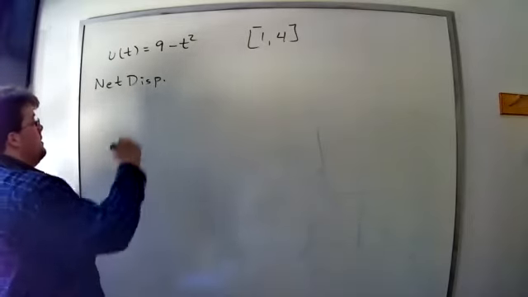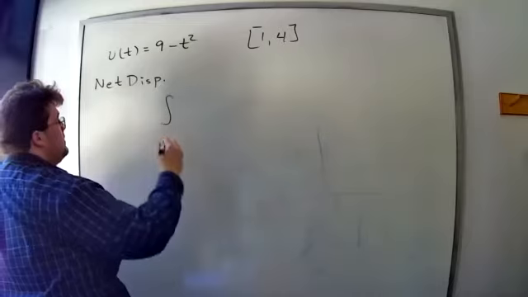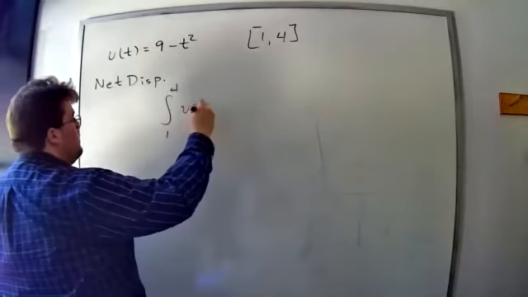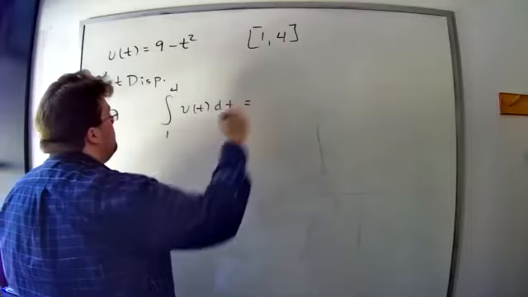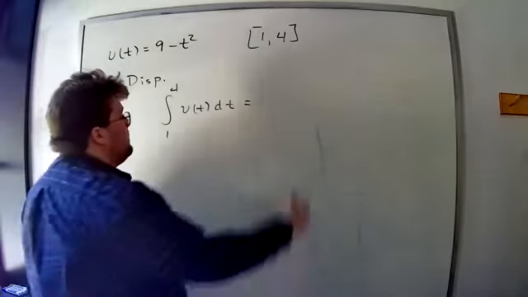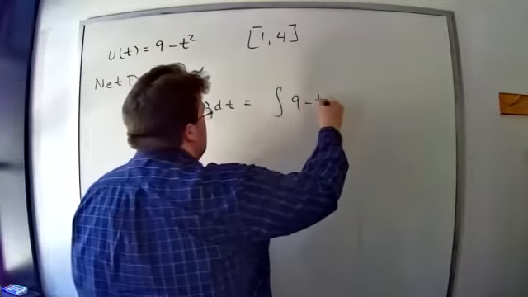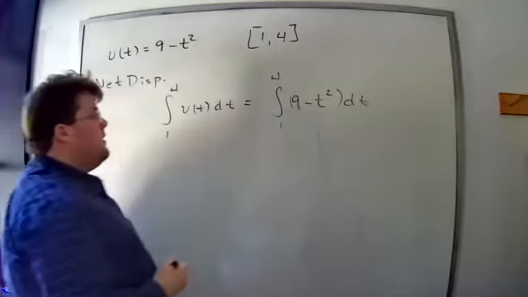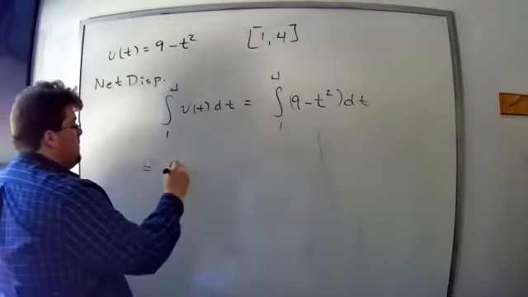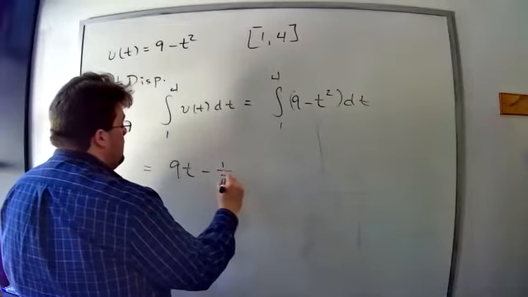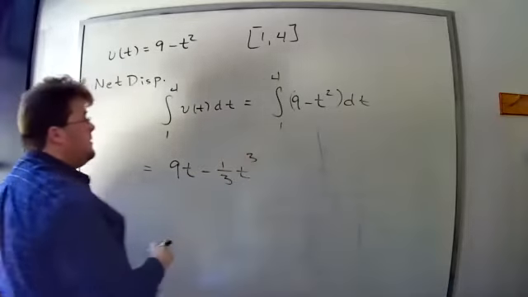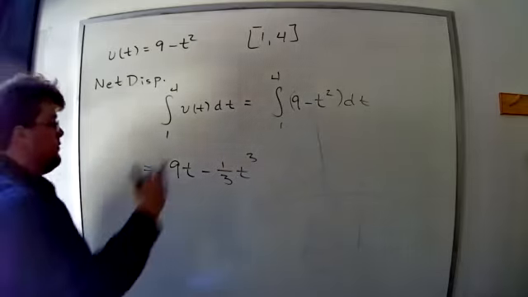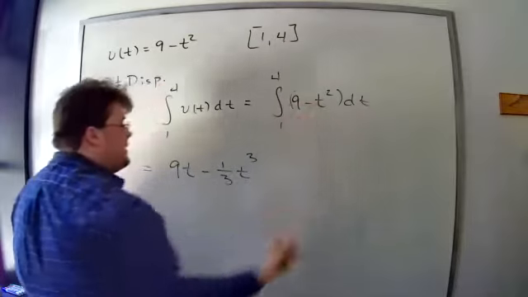By the net change theorem, the net displacement is given by the integral of our velocity function on 1 to 4. We integrate this from 1 to 4, and what do we get? Well, we have 9 minus t squared on 1 to 4. The antiderivative is 9t minus a third t cubed, by the constant rule and the power rule. The derivative of this function is 9 minus t squared.